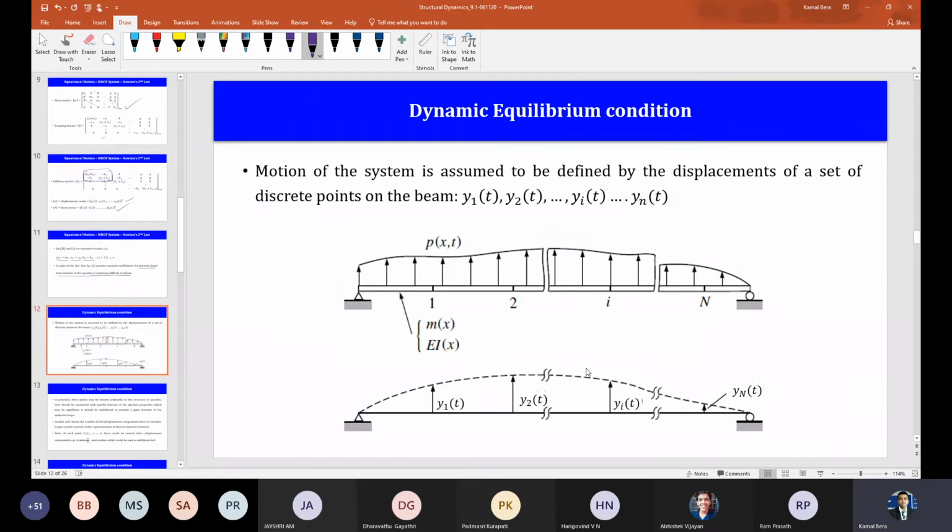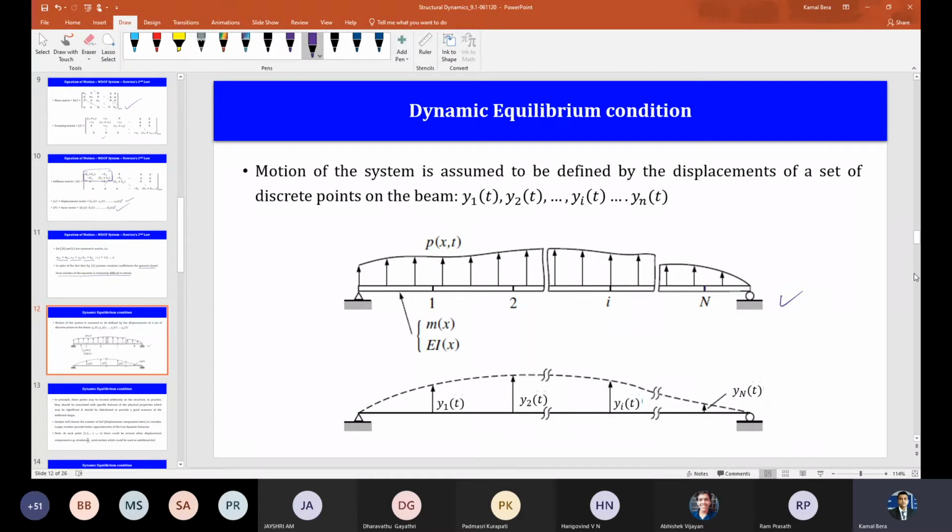Okay. Another interpretation of those mass, damping and stiffness matrices in the equation of motion is through the dynamic equilibrium condition. So let us see what it is. Let's say it is a simply supported beam. I'll again talk a little bit about this stiffness coefficient. So here, this is obviously a continuous system, right? I am discretizing it into n degrees of freedom, 1 to n.